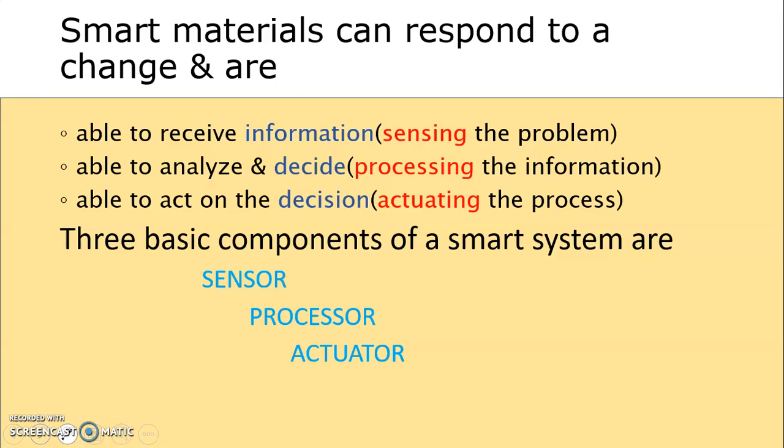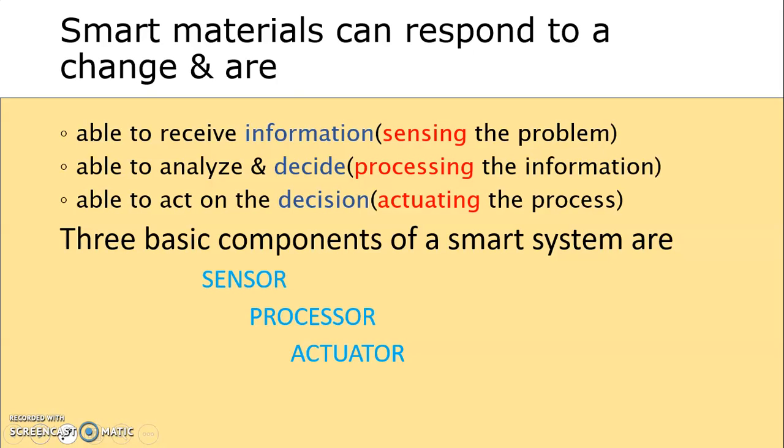If we are exposed to heat, then we can feel the temperature. That is temperature sensing. We are sensing the change in the heat. Second, they are able to analyze and decide. That is called processing. If a stimulus is given, the materials will analyze what is given to them, and they will decide how to respond to that stimulus. So smart materials are able to analyze and decide, and this ability we call processing.